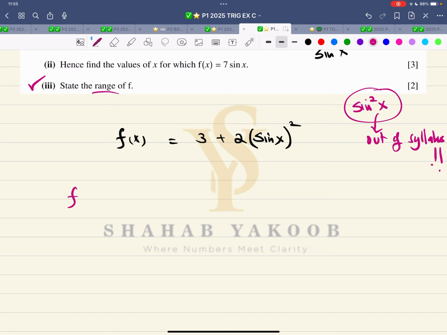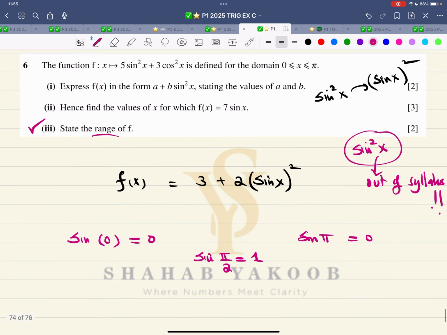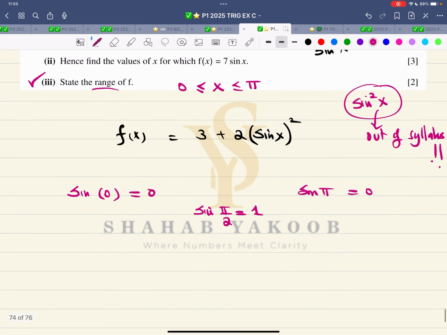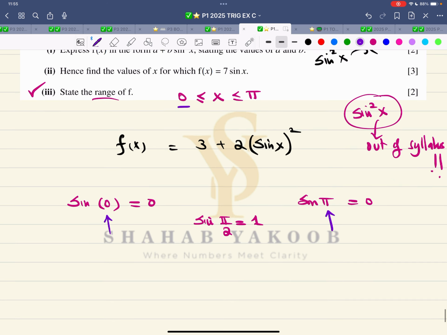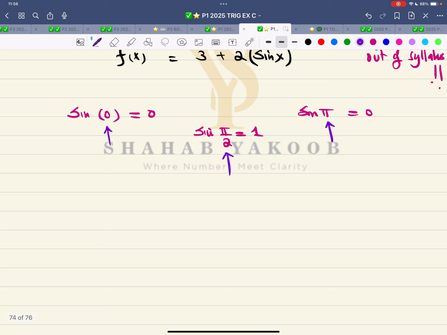Let me use the values. First of all, sine of 0 radians is 0, sine of pi radians is also 0, and sine of pi by 2, a nice angle in the middle, is 1. So for this particular range, x lying between 0 and pi, these three angles are the decision makers. The 0, the pi, and pi by 2 in the middle. So now one by one, plug this into that equation.